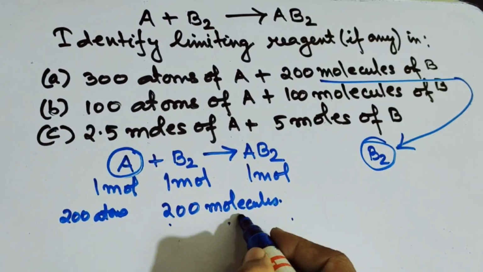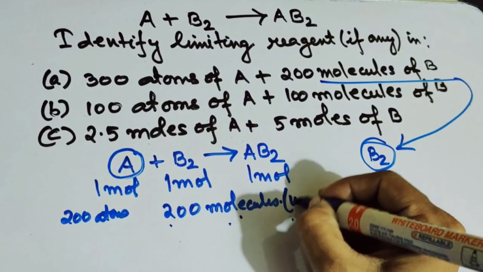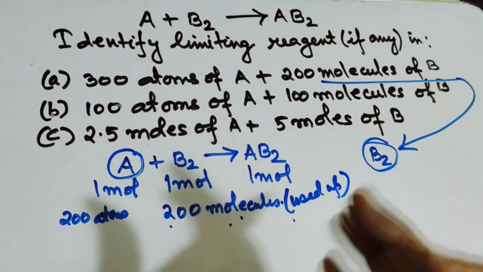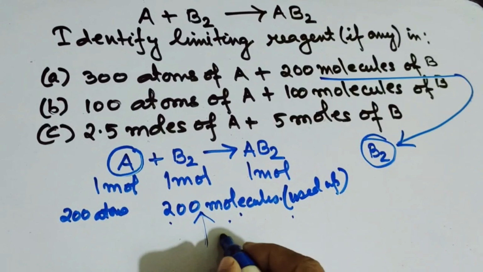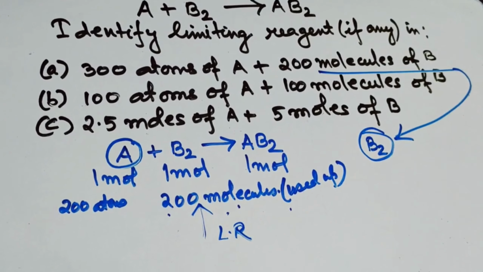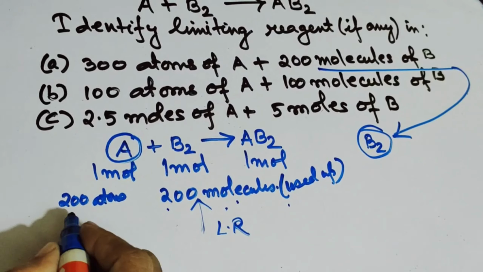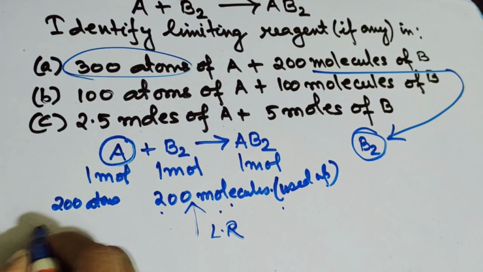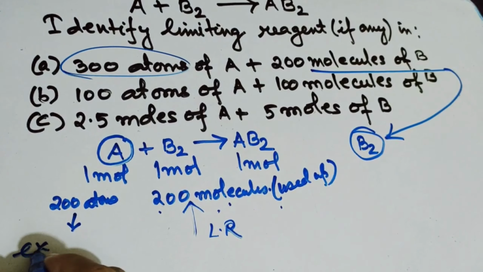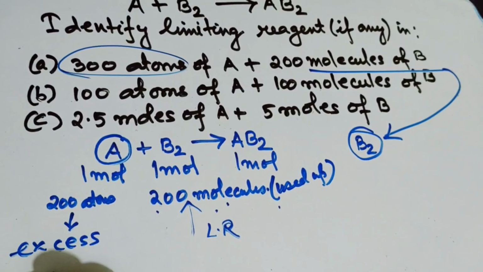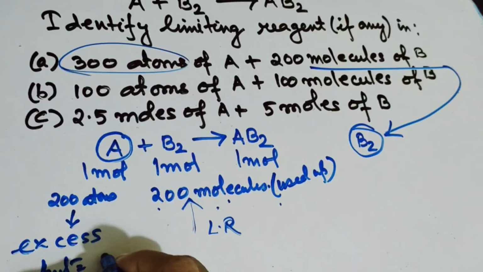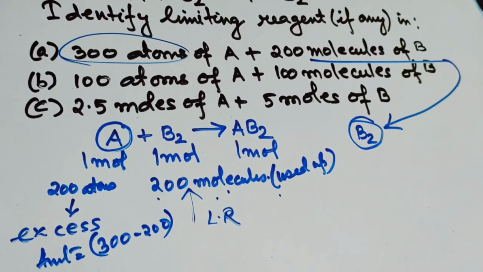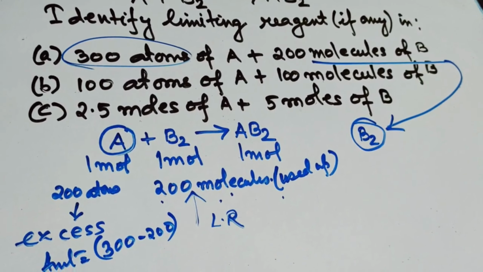Only 200 molecules are supplied, so this will get used up because that is how much is supplied. So this is your limiting reagent, and it will use 200 atoms of A, but supplied is 300 atoms, so A will remain in excess. And how much is the excess amount? That is 300 minus 200 atoms. That much will be remaining in excess.